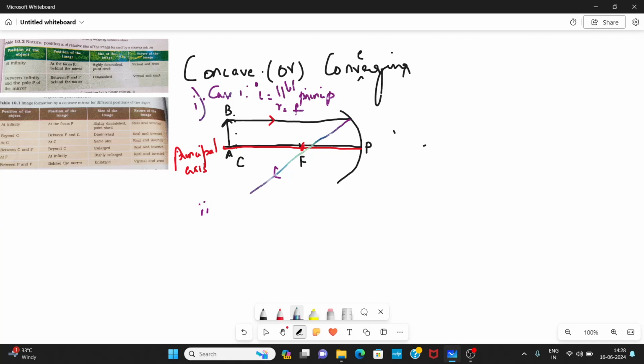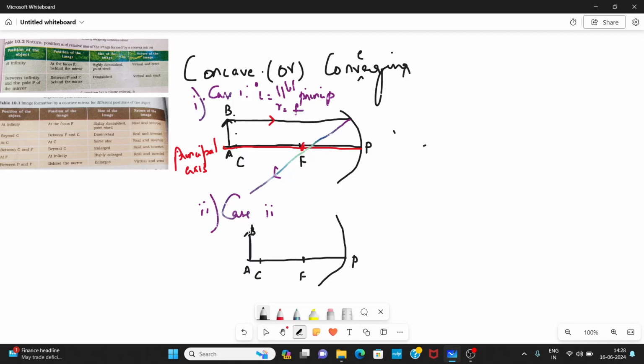So let us consider case 2. Same, we are having a principal axis and the mirror. This is my pole, focus and center of curvature. I'm having the object here.